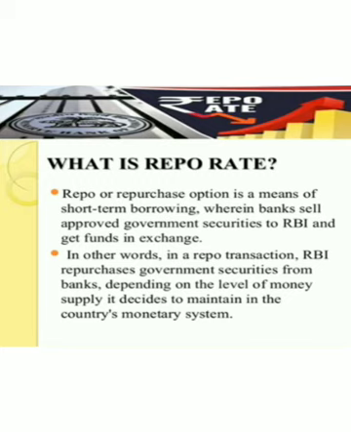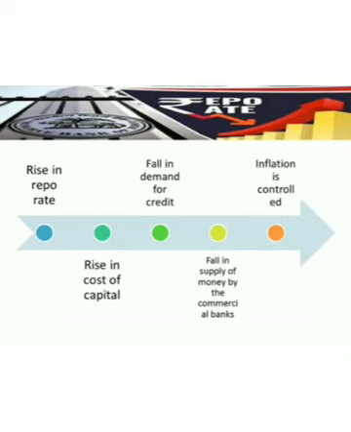So the rate at which RBI offers short-term loans to the commercial banks by buying the government securities in the open market is known as repo rate or repurchase rate. A rise in repo rate will increase the cost of capital, which will reduce the demand for credit and the money supply by the commercial banks, and it will control inflation in the economy.